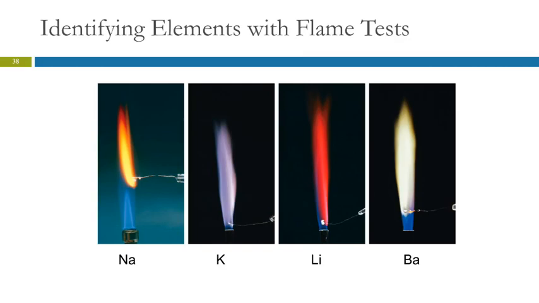If we put elements in a flame, they will change the color of the flame and give off a characteristic color. This is sodium, potassium, lithium, and barium. And the reason the color of the flame is different is because that corresponds to the wavelengths of light that are emitted when that atom gets excited.